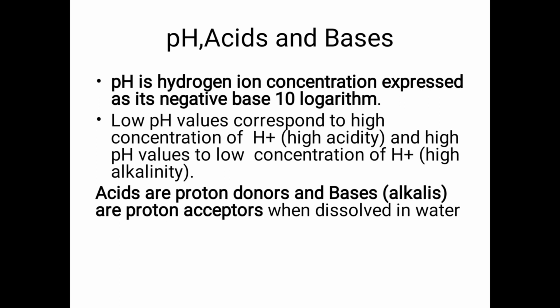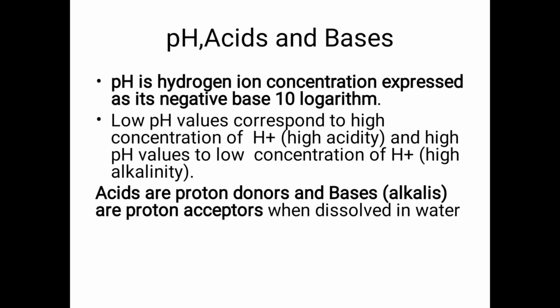What is pH? It is nothing but the negative logarithm of hydrogen ion concentration. Negative log of hydrogen ion concentration is called pH. pH is hydrogen ion concentration expressed as its negative base 10 logarithm.